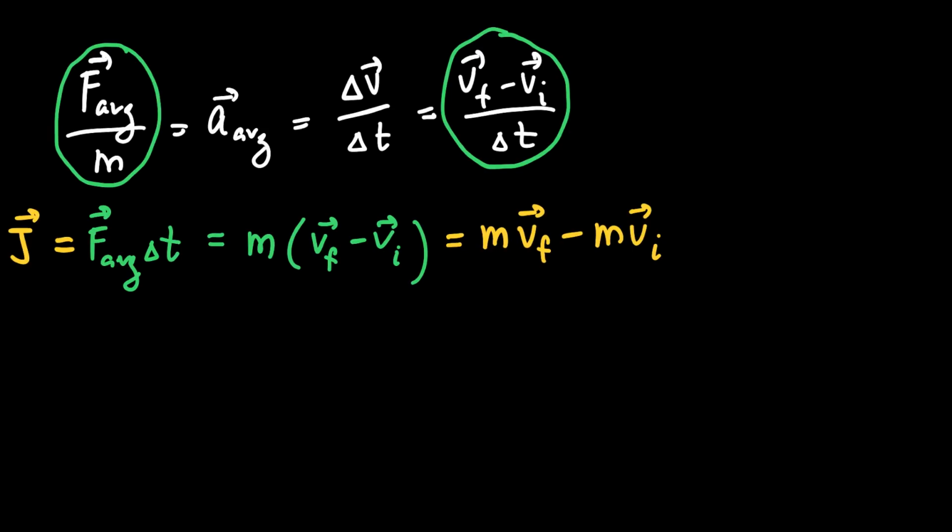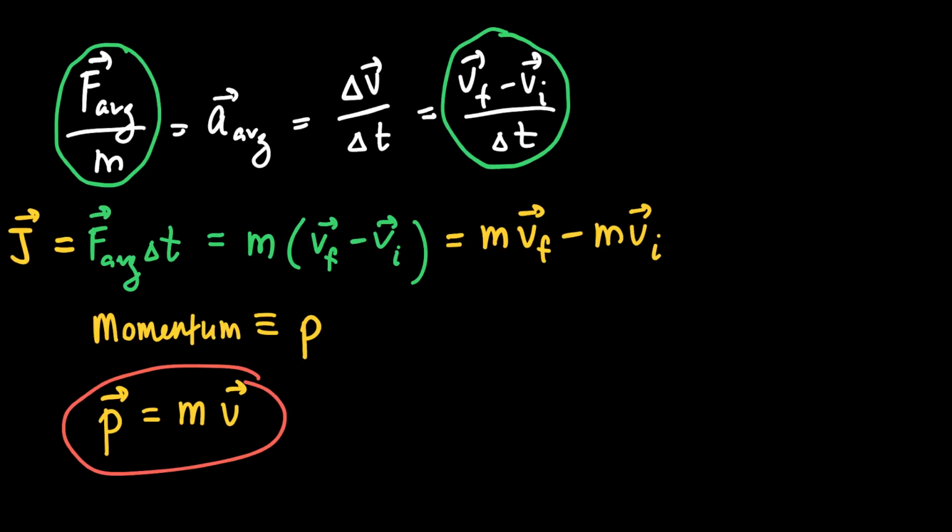This last term, m times v, is another new quantity that we're going to define. And this quantity, the product of m and v, is what we'll call momentum. The momentum of an object is defined as, we'll use the lowercase letter p for momentum. P is used for momentum, and momentum, which is a vector, is equal to the mass of an object times the velocity vector of that object.